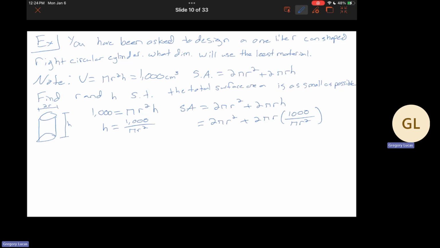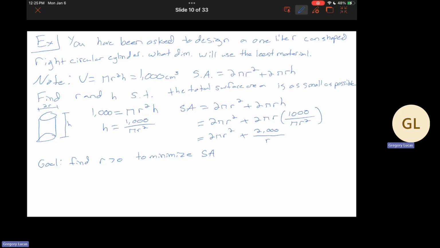All right. Let's see if we can simplify this. So my left-hand side, 2 pi r squared, wouldn't change, but if I multiply 2 pi r times 1,000 over pi r squared, some things will cancel out for us. So in my numerator, I'd have 2,000, 2 times 1,000. I'd have a pi r cancel in my denominator, so I'd have just divided by r, which makes this a lot nicer. Right. So now our goal is to find r greater than 0 to minimize SA, the surface area.